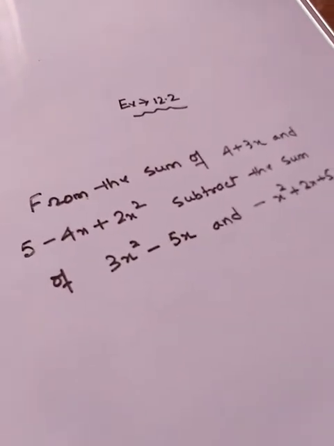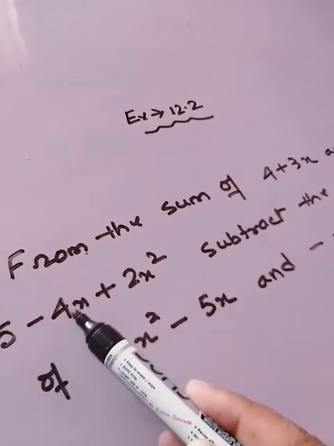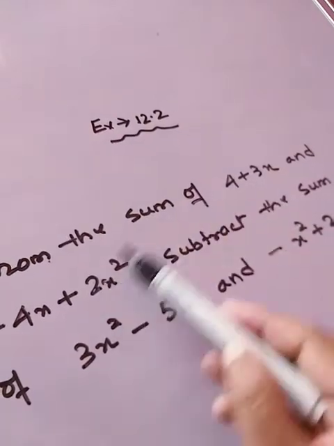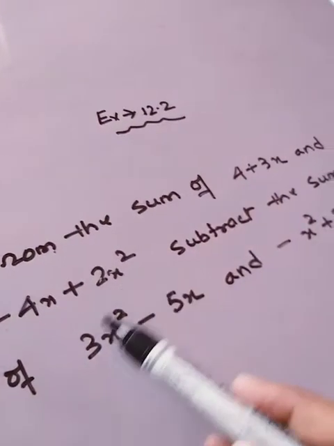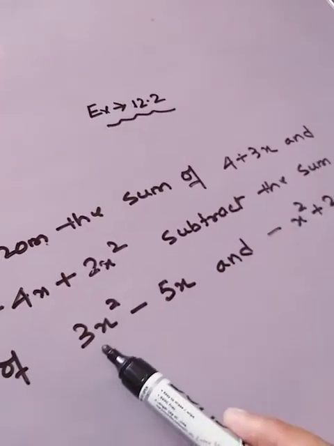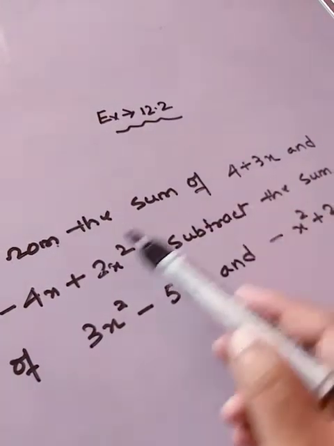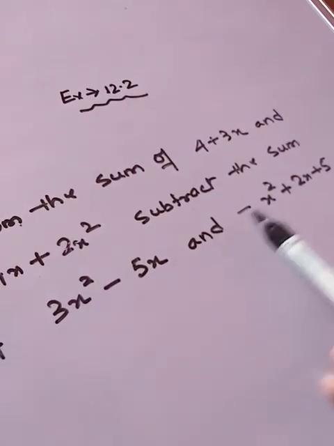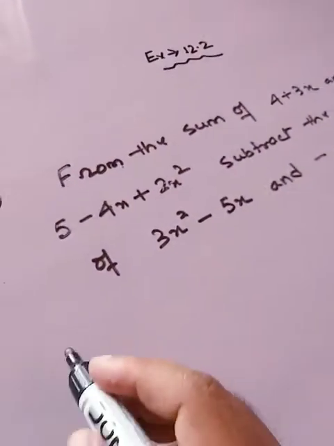Now sum number B is: from the sum of 4 plus 3x and 5 minus 4x plus 2x square. Again we have to find the sum, that means we have to add these two. And from is there, that means from this sum we have to subtract the sum of these two. First of all we'll do the addition of these two and we'll get the sum, and the second part is that we have to add these two also and get the sum. So let's begin.